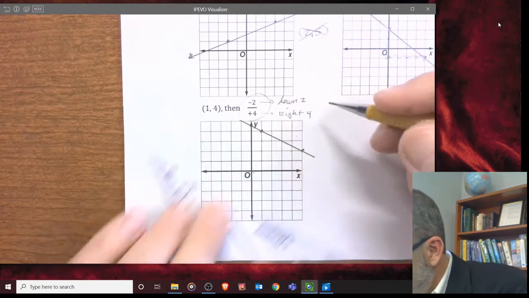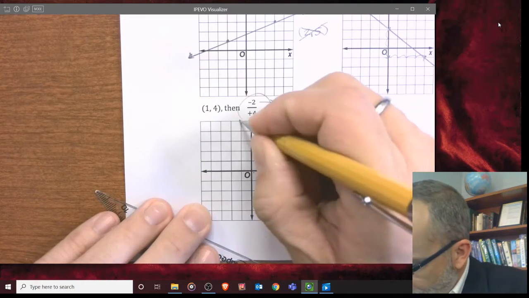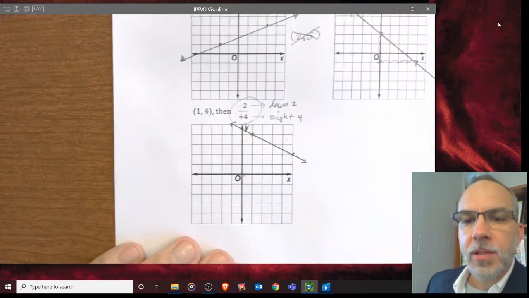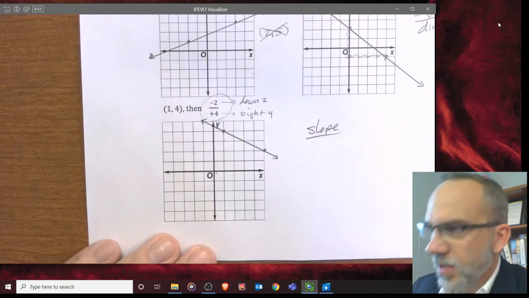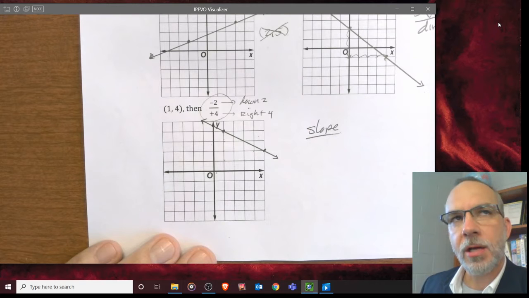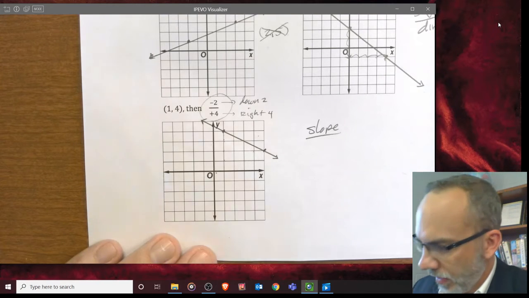And there we go. All right, so that's what slope is. Slope is not the location. It's how you change location.